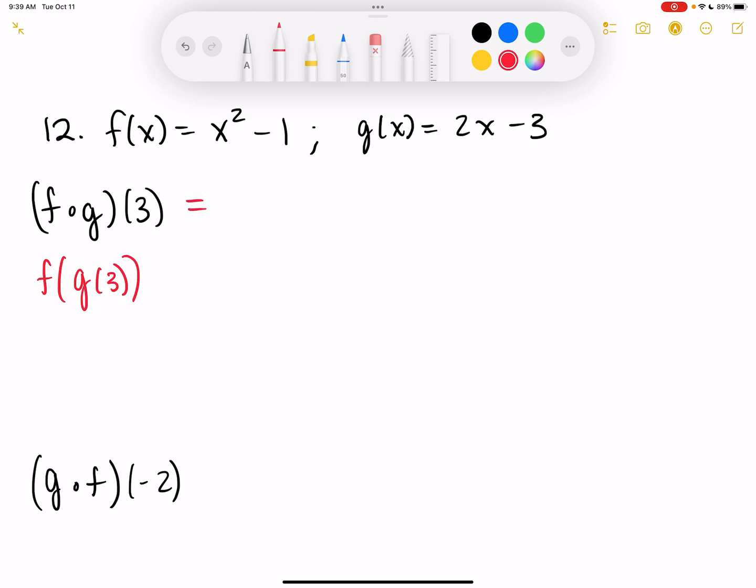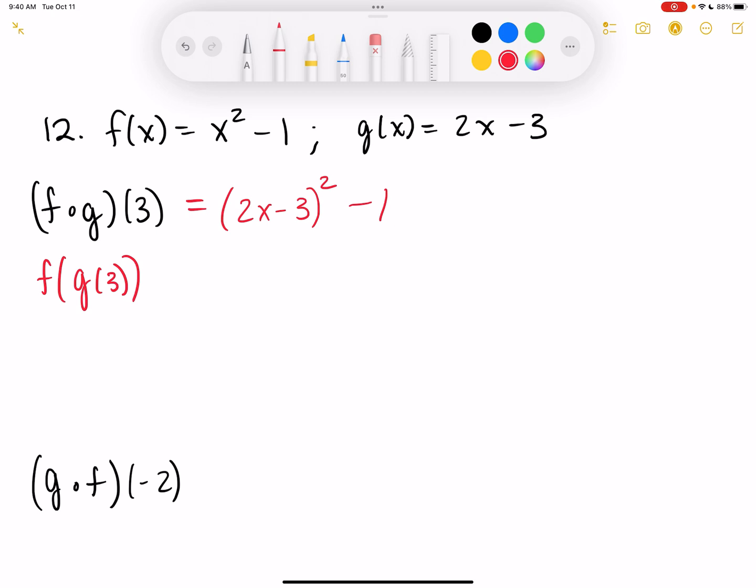Anywhere we see x in f of x, we're going to put this equation for g of x. So I'm going to have 2x minus 3 squared, so that takes care of the x squared part over here, minus 1. So anywhere you see x, we're replacing it with g of x. That's what this is telling you. We are replacing x with g of x, which I wrote as g of 3 because ultimately we're plugging in a number. But just so that y'all see how to plug a function into a function, I'm going to do it this way, and then we'll plug in the number last.